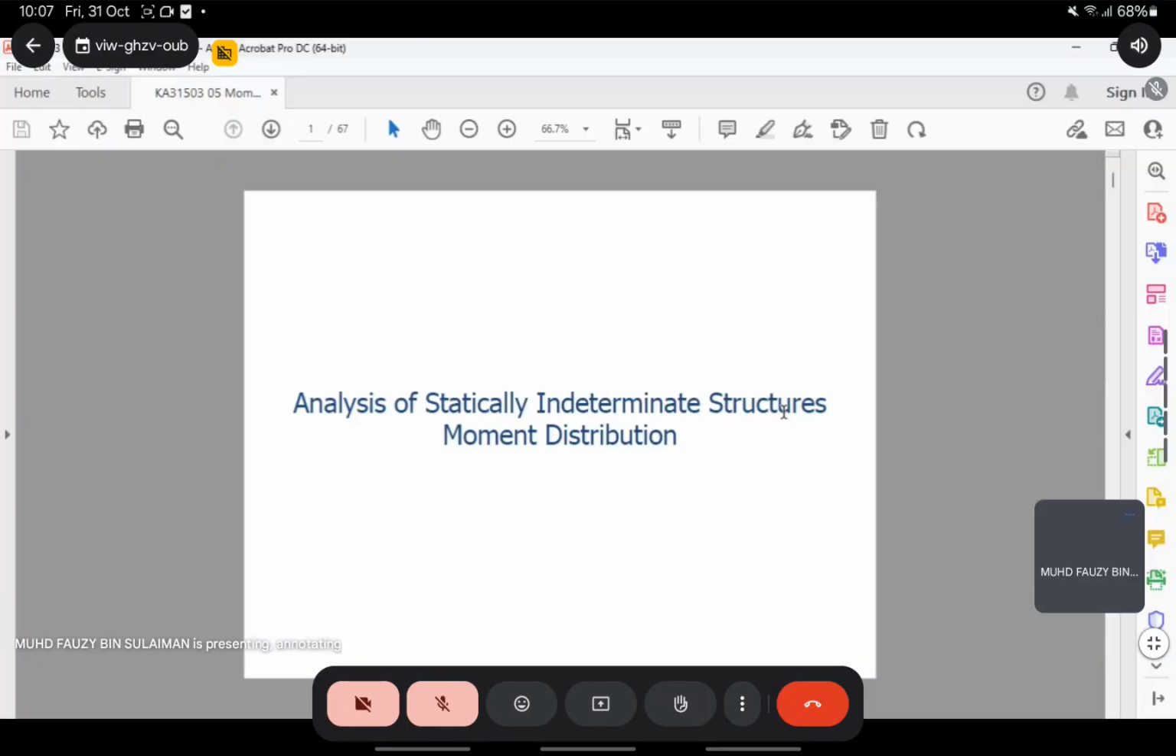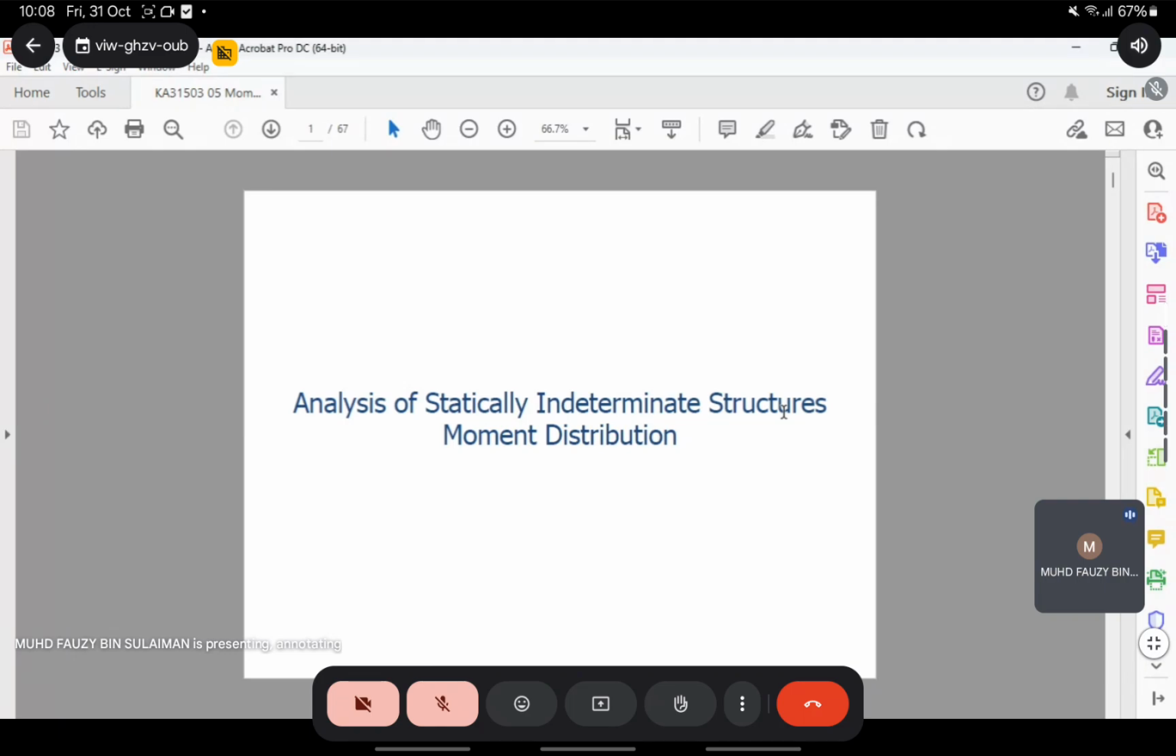That we call K. The second one is distribution factor. Distribution factor is the portion, or the division, of the summation of stiffness. The first thing is stiffness. The second thing is DF, distribution factor, the portion or division of stiffness. And the last one is carryover factor, COF. The carryover factor for moment distribution is fixed, which is set to be 0.5.